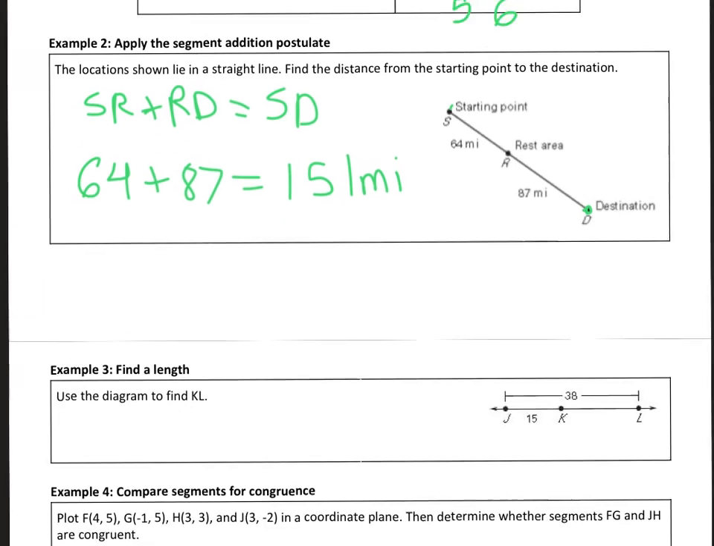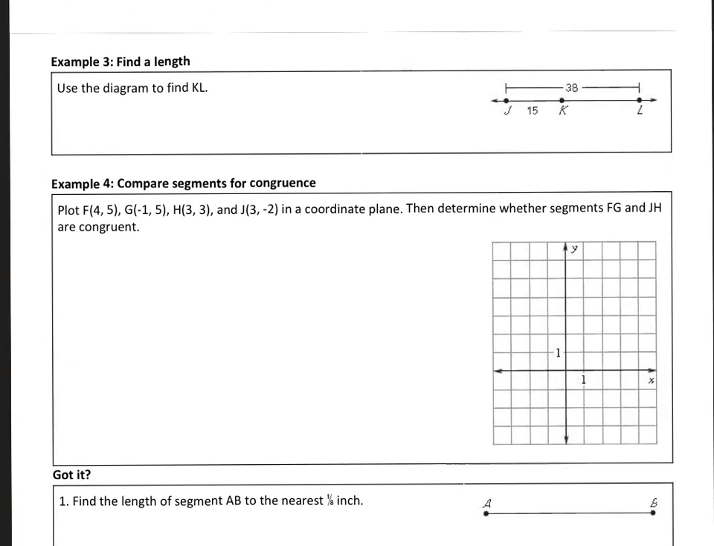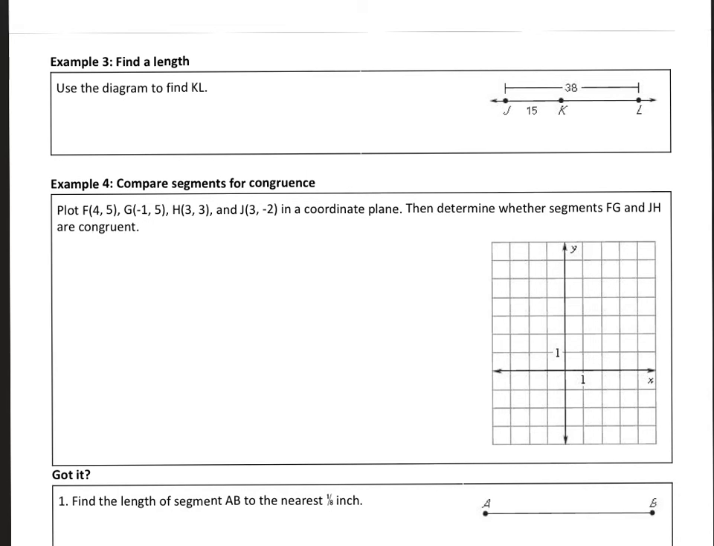And I'm going to keep going with that idea of segment addition. Okay. Next example, finding a length of a segment. Now we're given different information for this example. We want to find the length of KL. We don't know the length of KL. What we do know is that JK plus KL equals JL. And the different thing here is we know JL. We know the entire length of the segment.